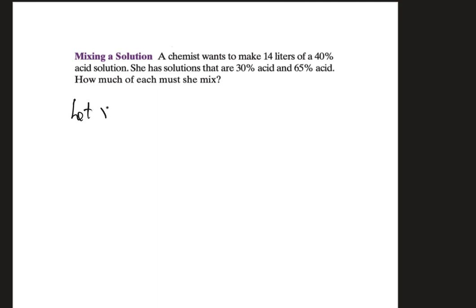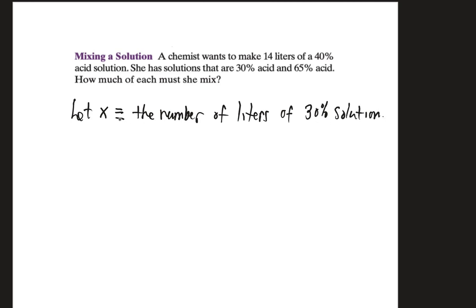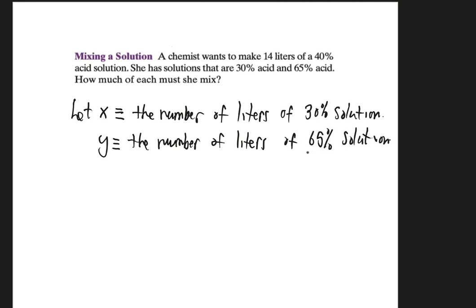So let x represent the number of liters of the 30% solution. All right, so that's how many liters of the 30% solution we're going to use. And similarly, let y represent the number of liters of the 65% solution. All right.